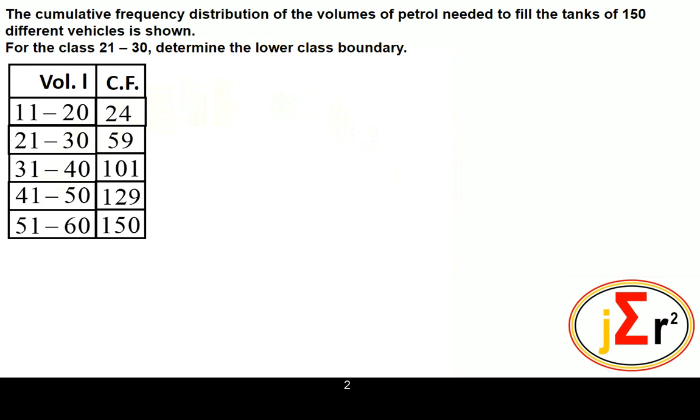The cumulative frequency distribution of volumes of petrol needed to fill the tank of 150 different vehicles is shown. For the class 20 to 30, determine the lower class boundaries.